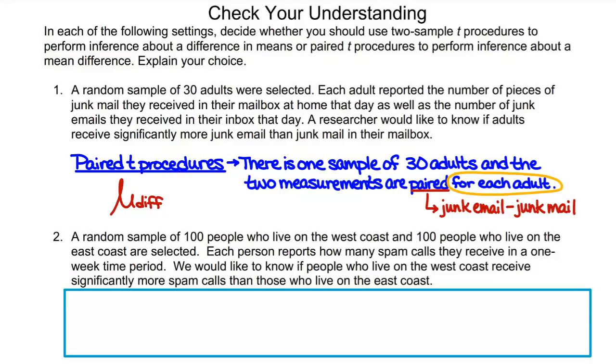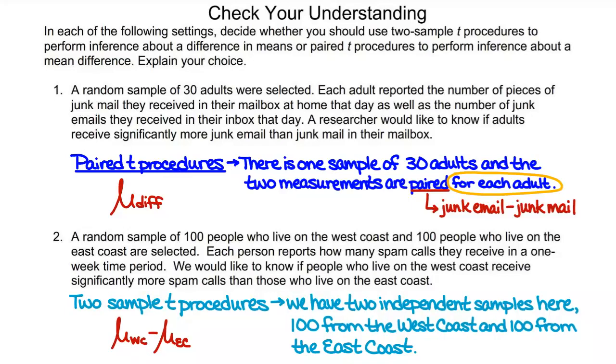What about number two, mu1 minus mu2 or mu diff? Mu1 minus mu2, yes. We have two independent samples here, people on the East Coast, people on the West Coast. One piece of information is gathered from each of the individuals that's participating, but we have two separate distinct groups.